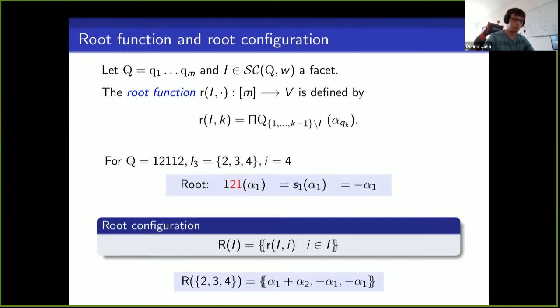With this root function, we can define the root configuration of a facet, and this is just the multiset where we collect all root function values for positions in this facet. A quick example for the same facet we just had, so that you can see this is truly a multiset. We have for position 2 alpha 1 plus alpha 2, for positions 3 and 4 two copies of minus alpha 1, and we do care about multiplicities.